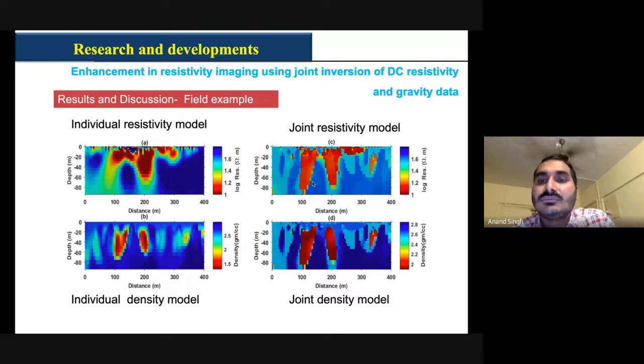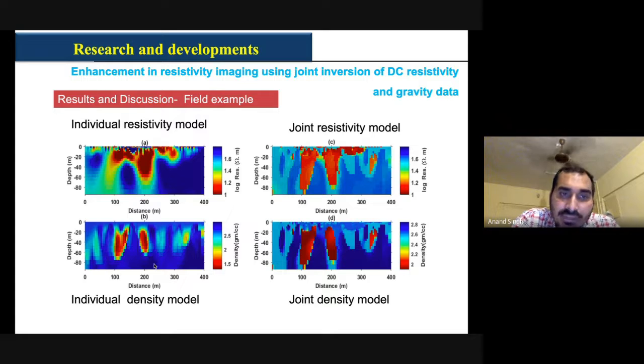Joint inversion, whenever I'm saying joint inversion, means that I'm trying to compute with the help of machine learning. So this is the result we got from the individual inversion of DC resistivity. This one is the individual result of the gravity, which is provided as the density model.